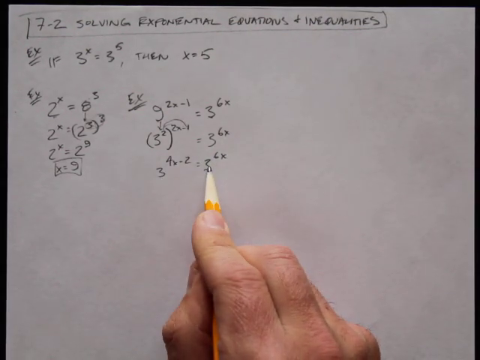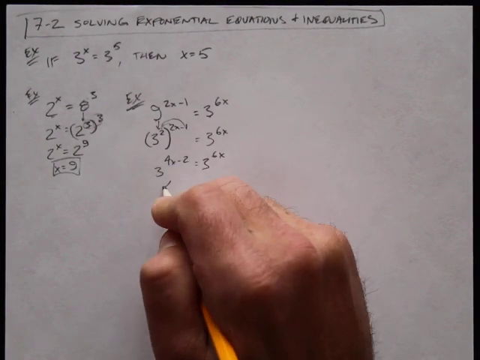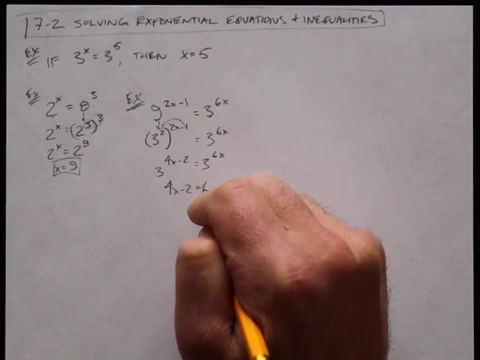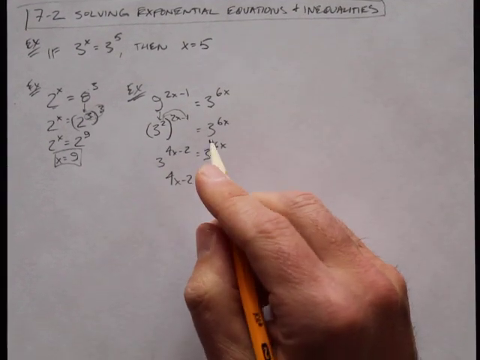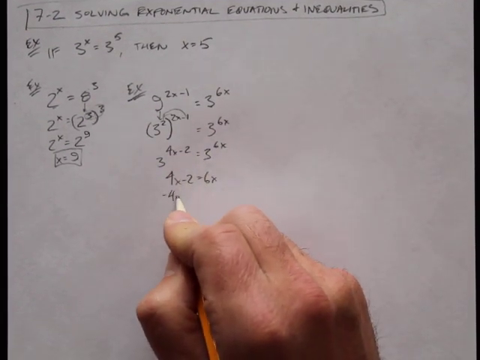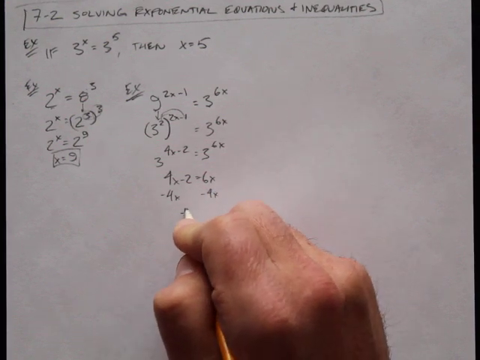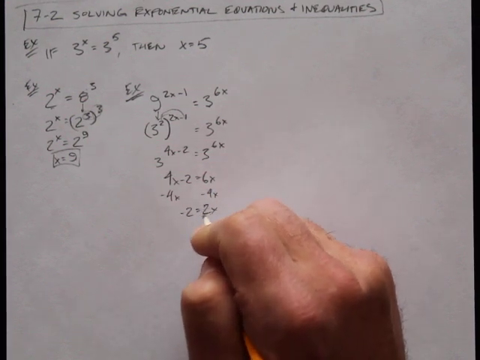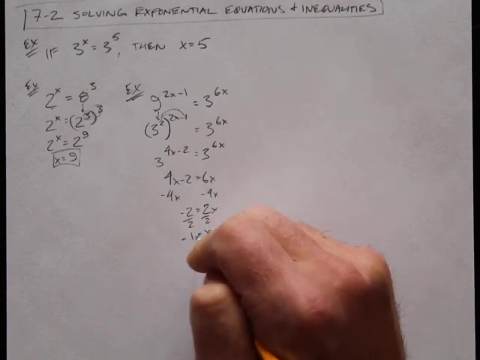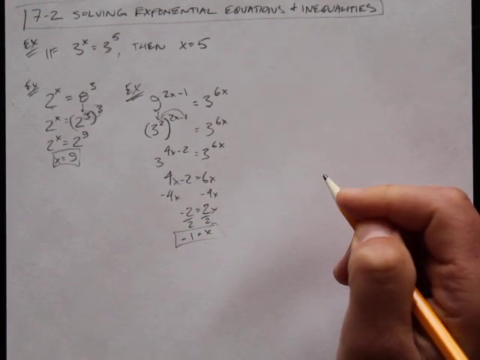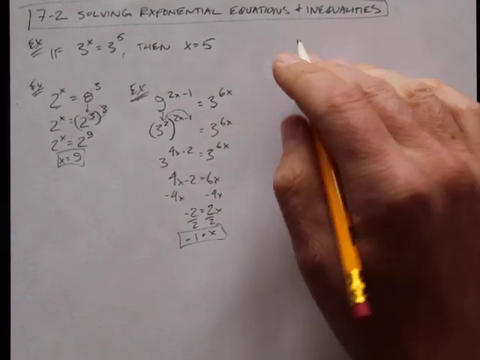Now I can ignore these 3's, and I can just say 4x minus 2 equals 6x. Since the bases are the same, I just ignore them. I'm going to subtract 4x from both sides. I get negative 2 equals 2x, divide by 2, and x equals negative 1. Whew. All right, let's do another one.